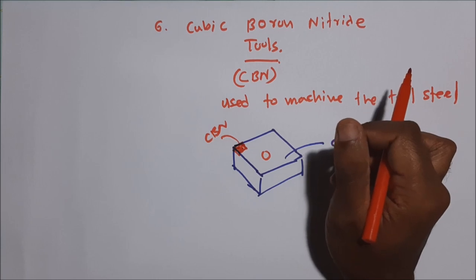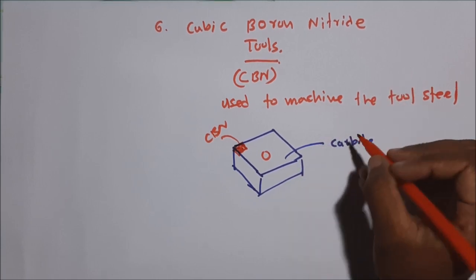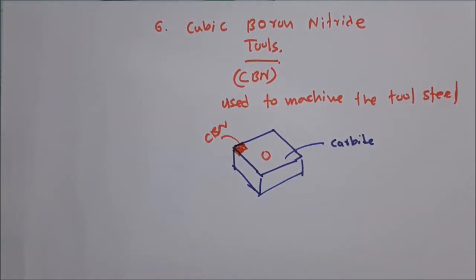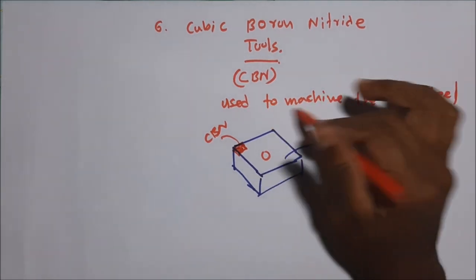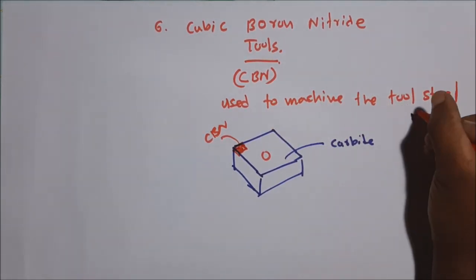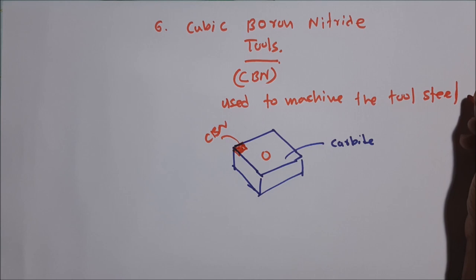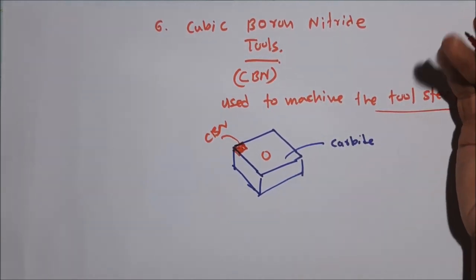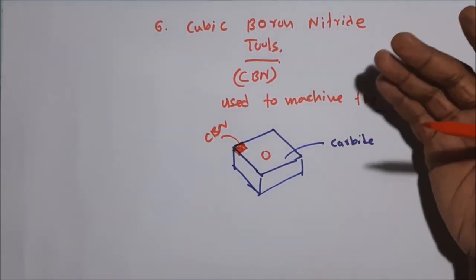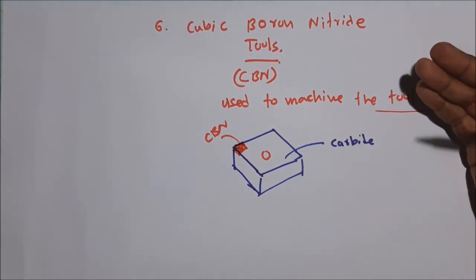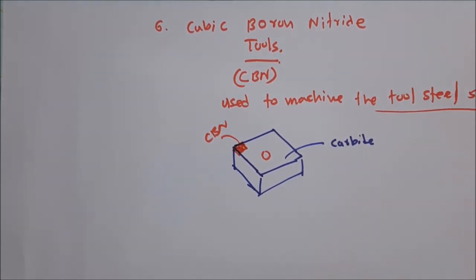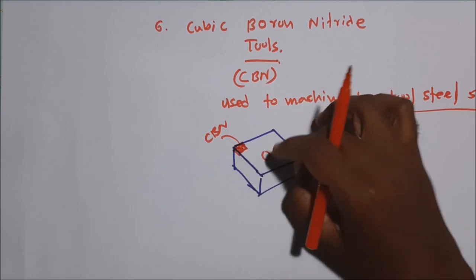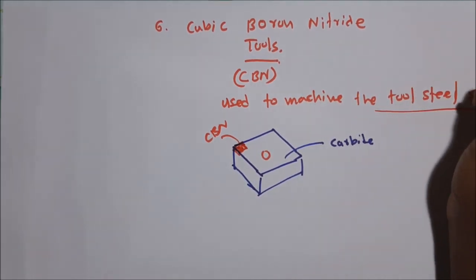Okay. Then it is used to machine tool steel with hardness greater than 50 RC. This is the common application: to machine HSS tools and high carbon steel tools, cubic boron nitride tools are used.